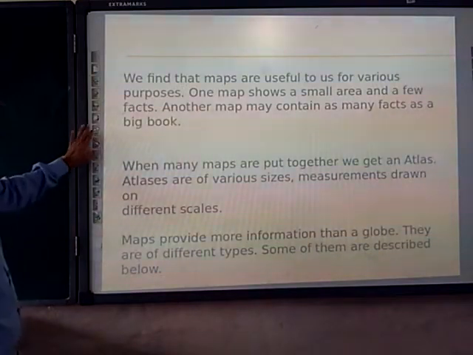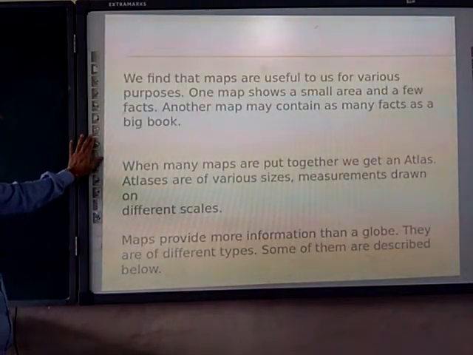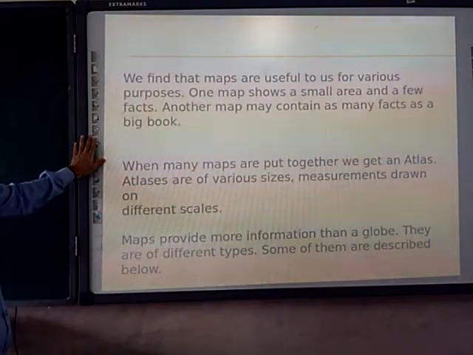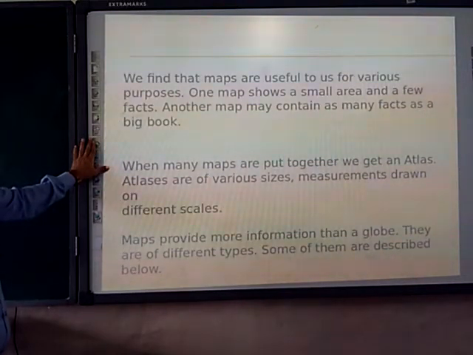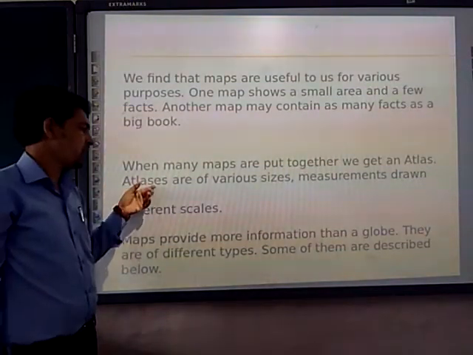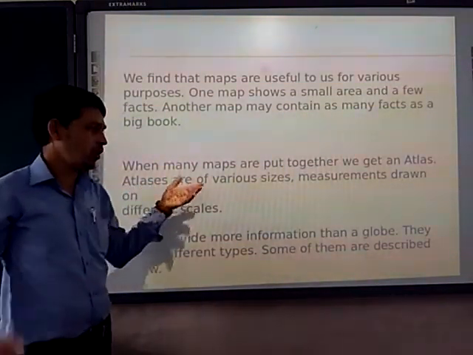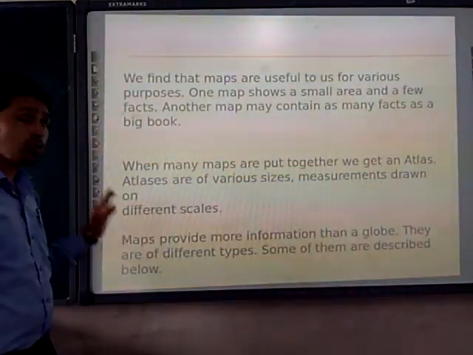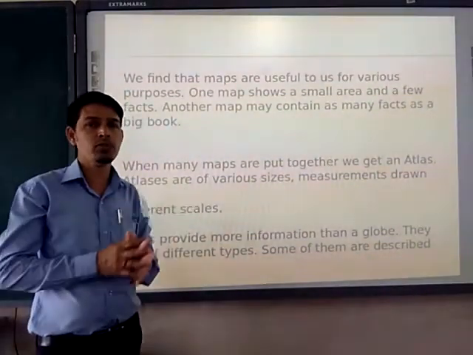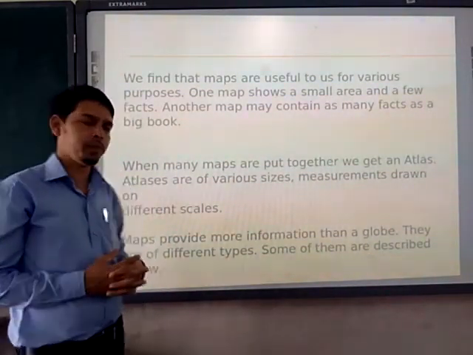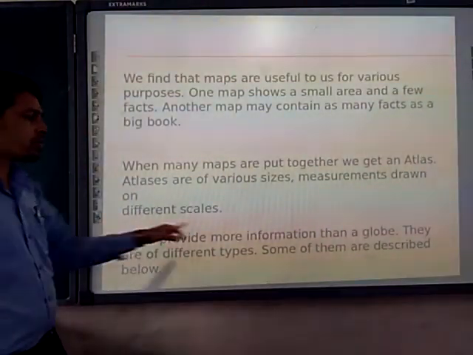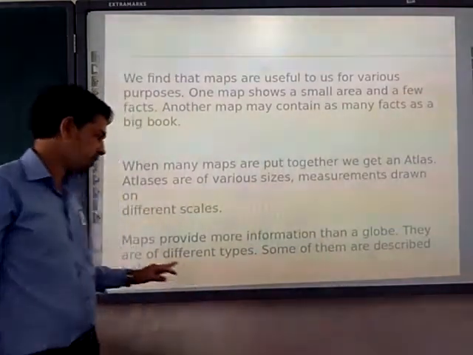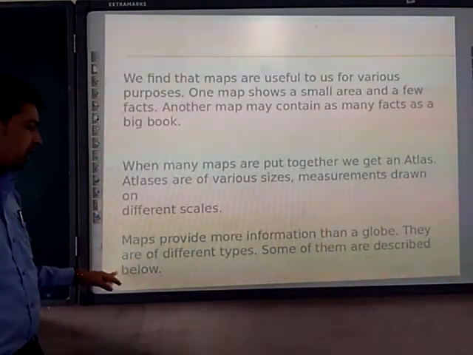Next, we find that maps are useful to us for various purposes. One map shows a small area and a few facts. Another map may contain many facts, like a big book. When many maps are put together, we get an atlas. You know that in an atlas we have a number of maps, as I already stated, of various sizes and measurements, drawn on different scales. So finally, we are moving into the topic to discuss the different types of maps. Maps provide more information than a globe. They are of different types, some of which are described below.